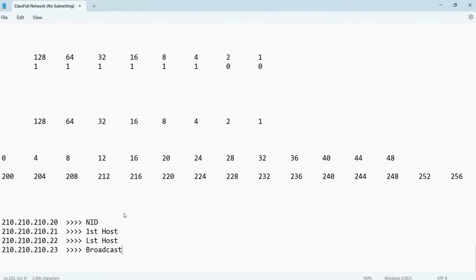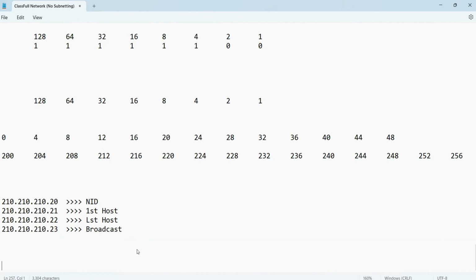There we go. So I have my network ID, I have the first host, I have the last host, and I have the what? The broadcast. That's what I have over here. See, this belongs to the 20 network. Let's take a look at another network.